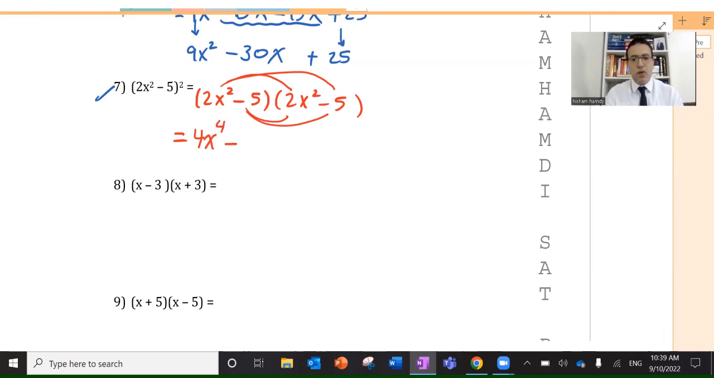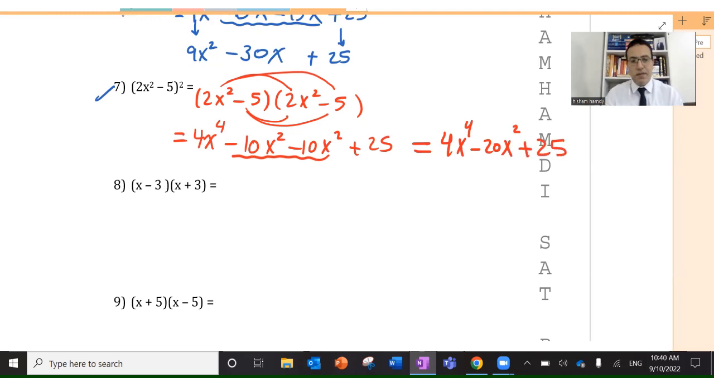Minus 2x squared multiplied by negative 5 is negative 10x squared. Negative 5 by 2 is negative 10x squared. Then negative by negative is positive 25. I have two like terms in the middle. So it's 4x to the power of 4 minus 20x to the power of 2 plus 25.